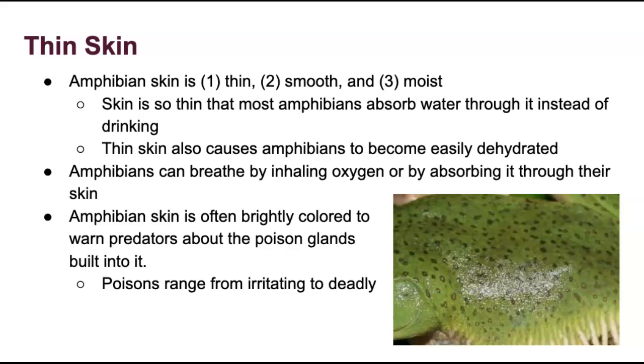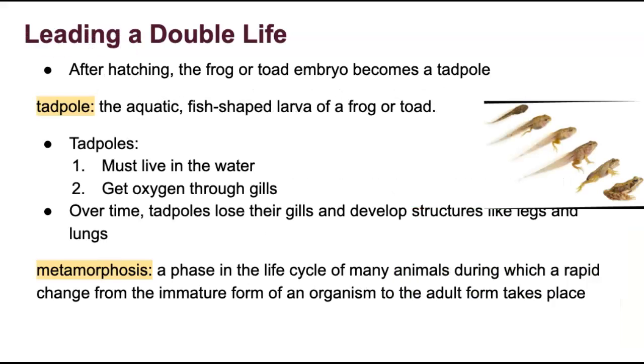Amphibians are able to breathe through their skin as well. They absorb oxygen through the air more often than they necessarily have to use their lungs. It's sort of a backup plan, you can think of it that way. Amphibian skin tends to be brightly colored because oftentimes amphibians have poison glands built into their skin, and so the bright color warns predators. The poisons can range from being just semi-irritating when they get on you to actually being deadly.